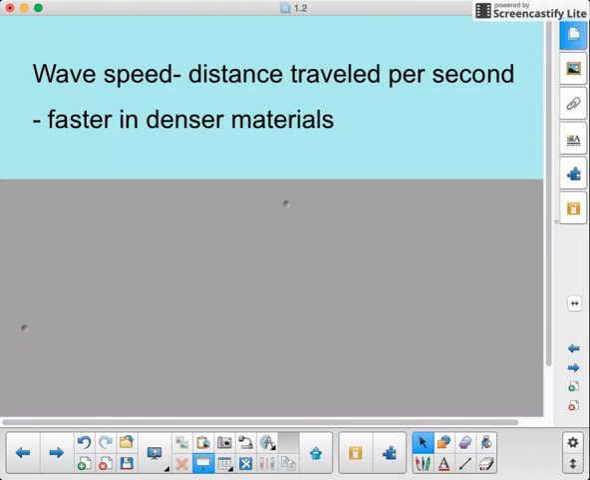Wave speed is the distance a wave travels per second. You have learned how to measure speed. Speed is equal to distance divided by time, and we can find that same calculation for a wave. If we measure how far it travels and how long it takes the wave to travel that distance, we can calculate its speed. The interesting thing about wave speed is that waves travel faster through more dense materials. That means a wave will travel faster through a solid than it would through a liquid or a gas.